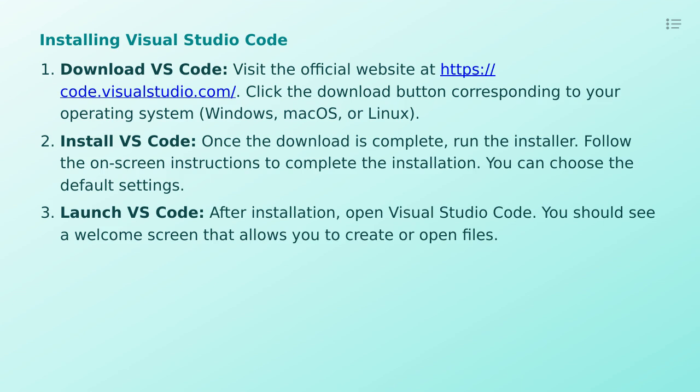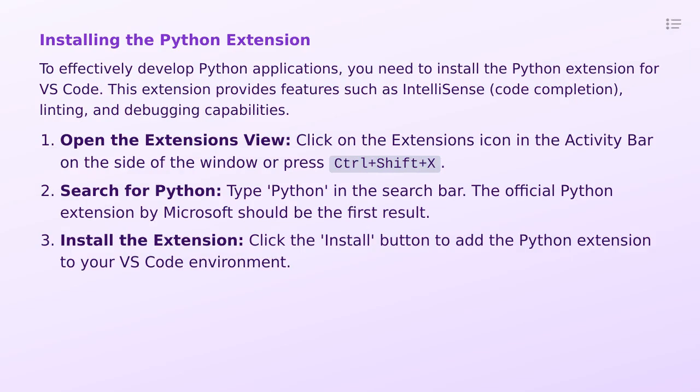Finally, launch VS Code. After installation, open Visual Studio Code. You should see a welcome screen that allows you to create or open files. Let's move on to installing the Python extension. To effectively develop Python applications, you need to install the Python extension for VS Code. This extension provides features such as IntelliSense, code completion, linting, and debugging capabilities.